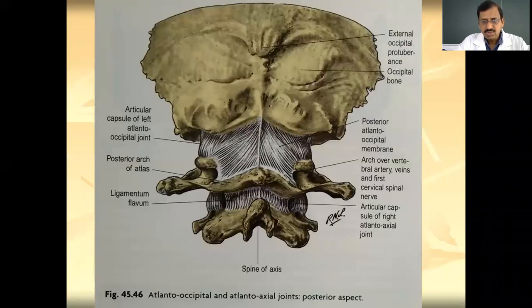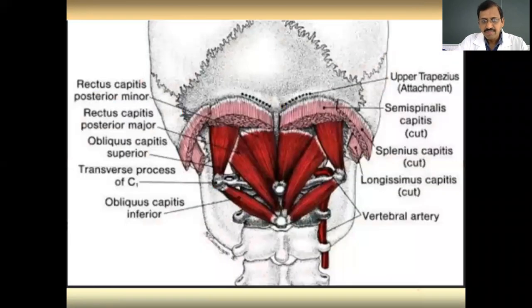You see here, this is the arch of the atlas, and this is the posterior atlanto-occipital membrane. Here on this side there is one triangle, and here there is another triangle, and here also another, and this is the floor of the suboccipital triangle. Okay, that is the arch of the atlas and the atlanto-occipital membrane.